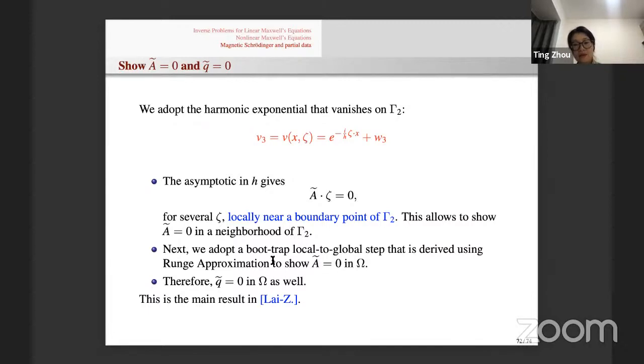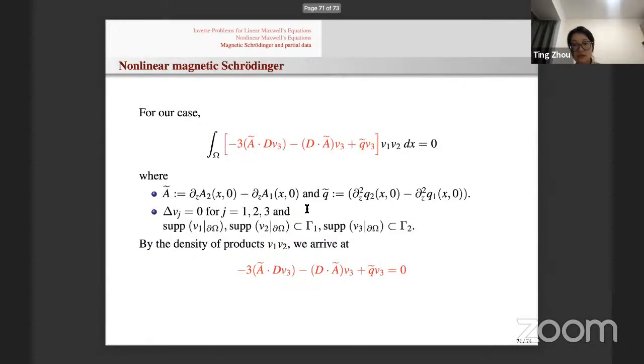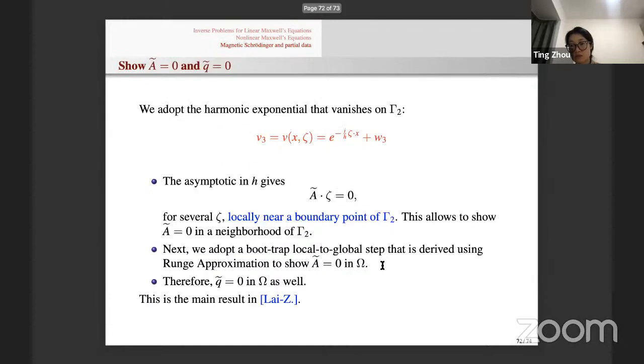Okay, and then we derive this bootstrap local to global step, and that helps us to derive that A tilde is 0 in the whole omega using the unique continuation technique. And once you have shown A tilde being 0, you can immediately get Q tilde being 0 using a similar argument. So that's the analysis we did, slightly different and not done before. Okay, so that is the proof.